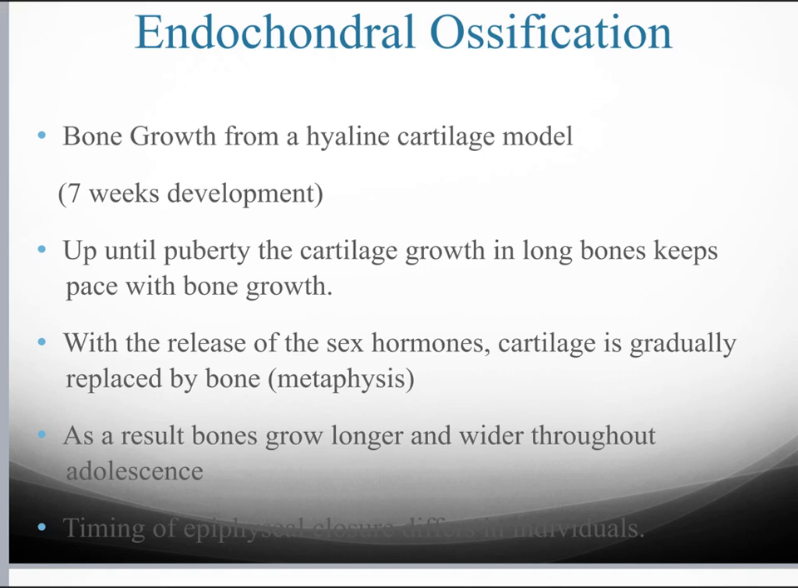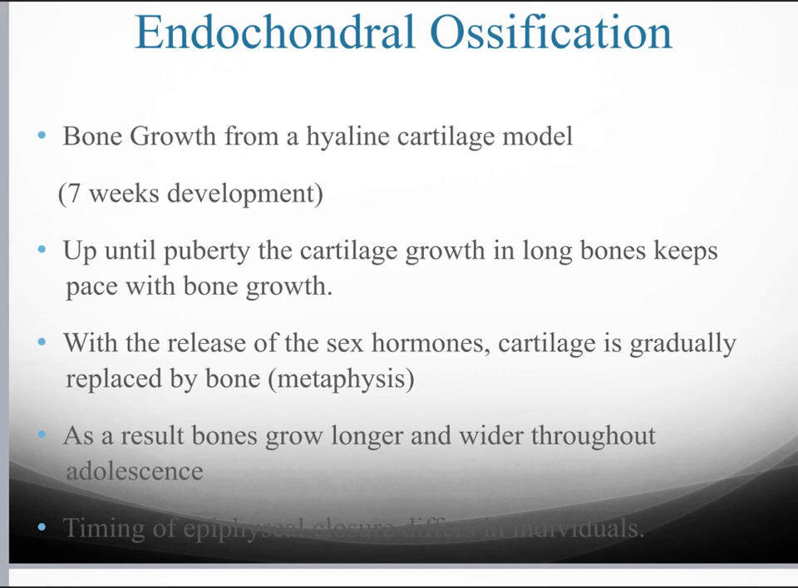The next model we're going to look at is endochondral ossification. Now remember, this is bone growth from a hyaline cartilage model. This typically starts around 7 weeks of development. It continues up until about puberty, where the growing cartilage in long bones keeps pace with bone growth. Now upon the onset of puberty, when sex hormones are released, cartilage is gradually replaced by bone in those growth plates of the metaphysis.